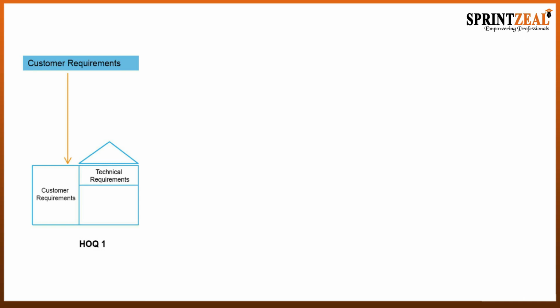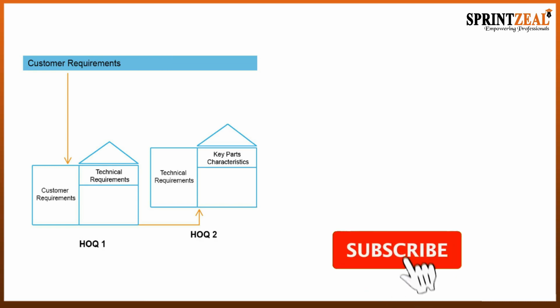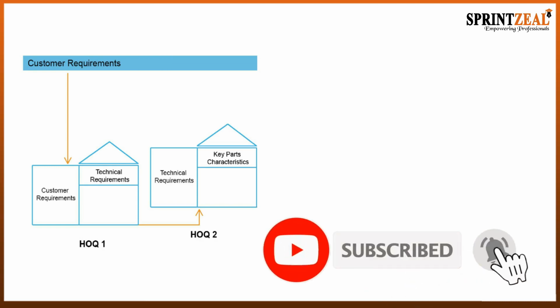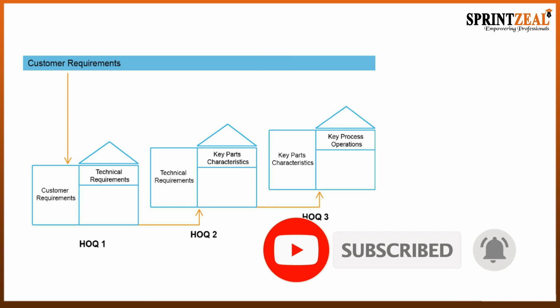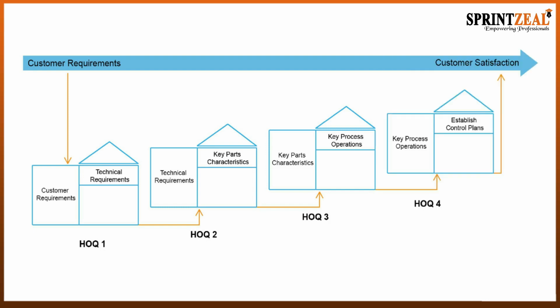Our goal is to move to customer satisfaction. Then our second house of quality might be technical requirements translating to key part characteristics. Our third house of quality would be key part characteristics and how that translates into key process operations. And then the fourth one would be how we take those key process operations and establish control plans. By establishing good control plans, our process would be in control, which means that we're meeting customer requirements all the time, which in turn would give us great customer satisfaction.